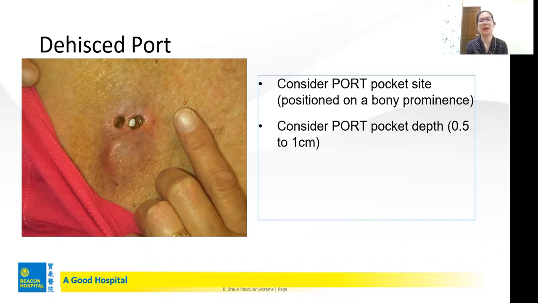Okay. And this port dehiscence might also be due to insufficient depth when you implant the port.